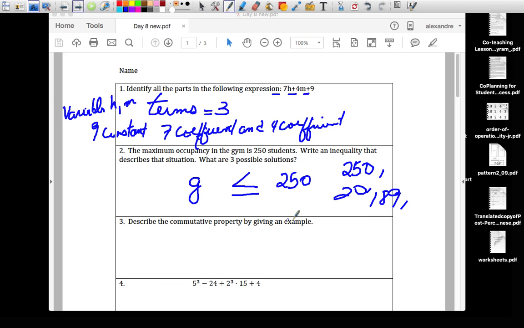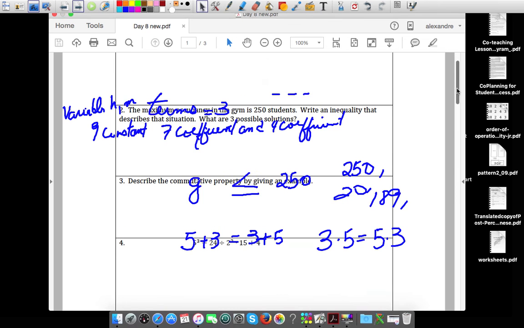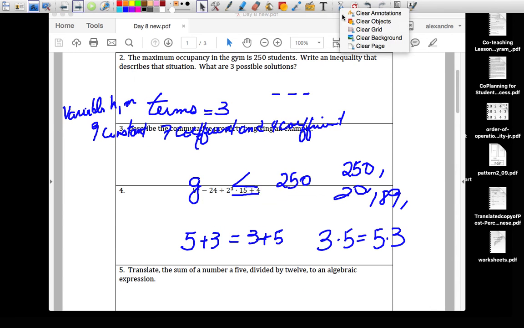Describe the commutative property by giving an example. Well, the commutative property works in 2 ways. You can use addition, the commutative property of addition. So 5 plus 3 is the same thing as 3 plus 5. If I switch the addends here, will it make a difference or change the sum? No, it won't. And likewise in multiplication, I can say that 3 times 5 is the same thing as 5 times 3. Got it? Let me go down a little bit more here and erase that.